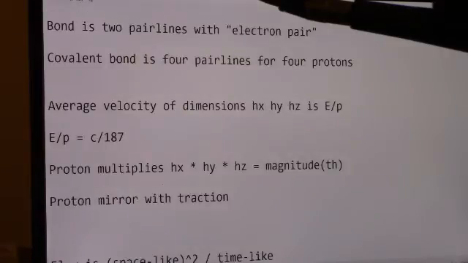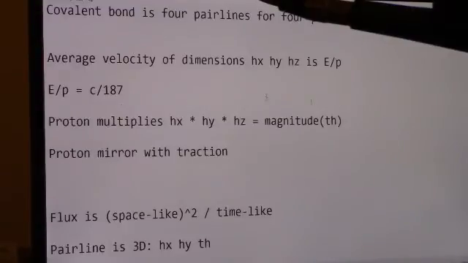And so the average velocity of these dimensions is the speed of light divided by 187, and that's E over P, where E is the energy of a proton, 900 million electron volts, and P is the momentum of free space, which I told you about last month, 7 times 10 to the minus 37th cubic meters per second. So the proton is multiplying 3 dimensions of the electromagnetic continuum, and that gives the magnitude of the time-like dimension, TH, because there's a mirror in the proton.